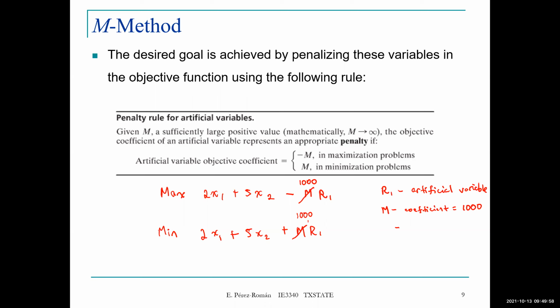The main idea is you are using these artificial dummy variables to find an initial solution, but since you are penalizing them in the objective function, by the time you reach the optimal solution, they are going to be equal to 0.